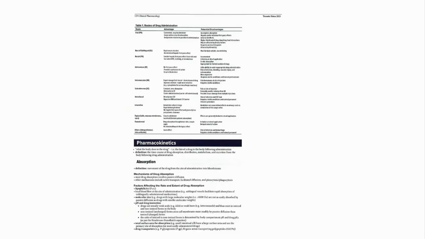The transdermal route involves drug absorption through the intact skin using patches. It provides continuous sustained drug delivery while avoiding hepatic first-pass metabolism. Common examples include nicotine and fentanyl patches. However, transdermal drugs typically have delayed onset of action and may cause local skin irritation.